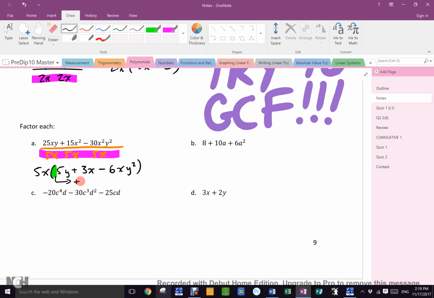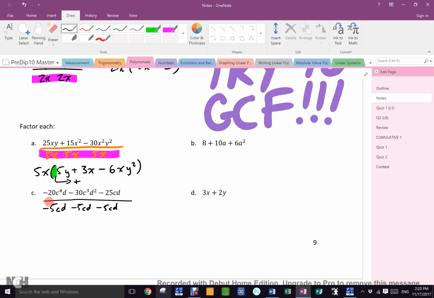Look at C. Right away, you should see what the GCF is. What is it? 5CD, correct? But if I take out a 5CD, what am I going to be left with inside? A negative. We don't like that. So we're going to take out the negative as well. The reason will become apparent to you in a couple of days. But right now, if you can get a negative out, go ahead and take that negative out.